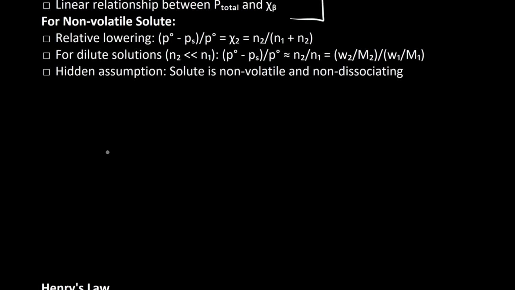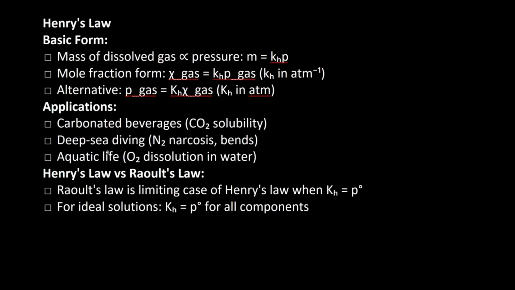And for non-volatile solutes, the relative lowering of vapor pressure will be P naught minus Ps by P naught. P naught, wherever the naught comes, refers to the pure. And for dilute solutions, the denominator we are going to neglect, so that will become a simple equation. Then Henry's law. They are just asking the connection, which is proportional to what. That type of question you can expect, and solubility related questions in numericals also, from Henry's law, which is very simple.